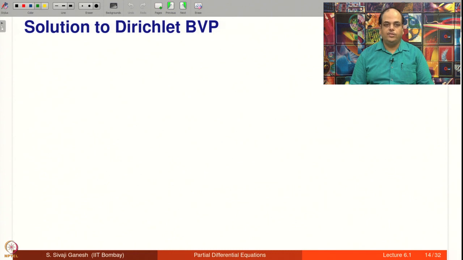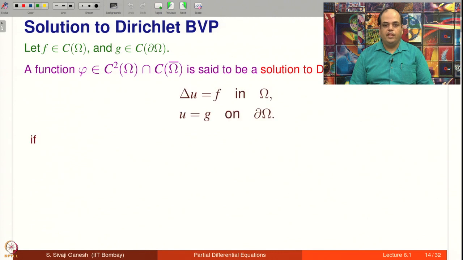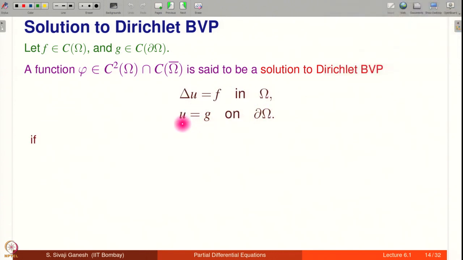What is the meaning of a solution to the Dirichlet boundary value problem? Here we have to start assuming something on the data. Let f be a continuous function and g also be a continuous function on omega and the boundary of omega respectively. A function phi, which is C2 of omega intersection C of omega bar, you will actually see why this hypothesis is coming here on phi. It will be very clear once you see the definition. It is said to be a solution to the Dirichlet boundary value problem if Laplacian u equal to f in omega and u equal to g on the boundary of omega. This is a statement of the Dirichlet boundary value problem.